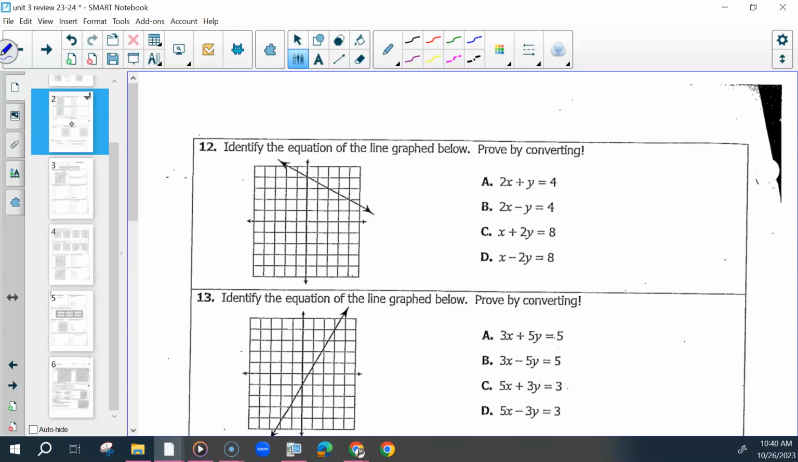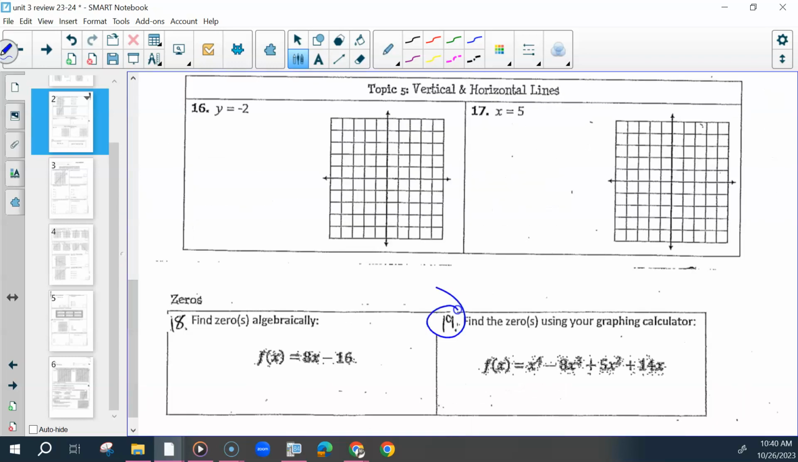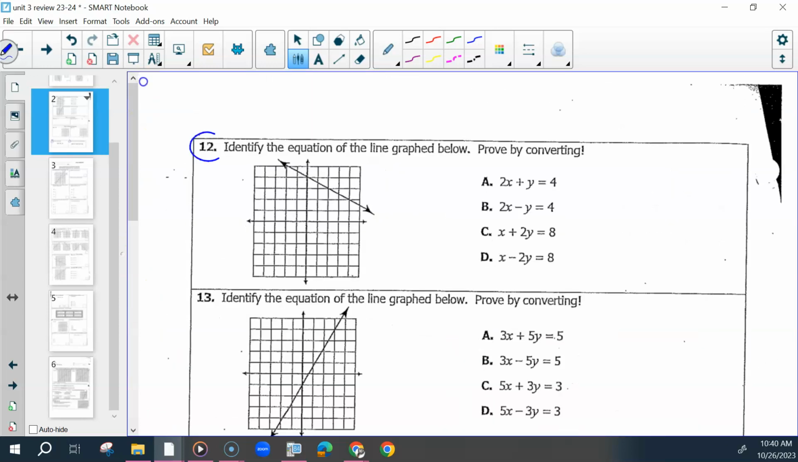Nineteen. I feel like someone else said a number, but I missed it. 18. Okay. 12. Okay. Great. So let's start with 12.